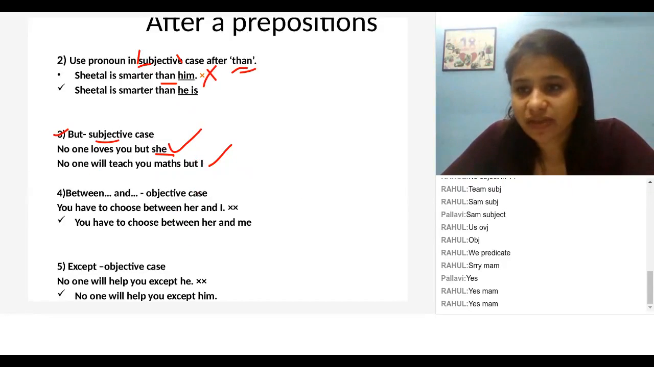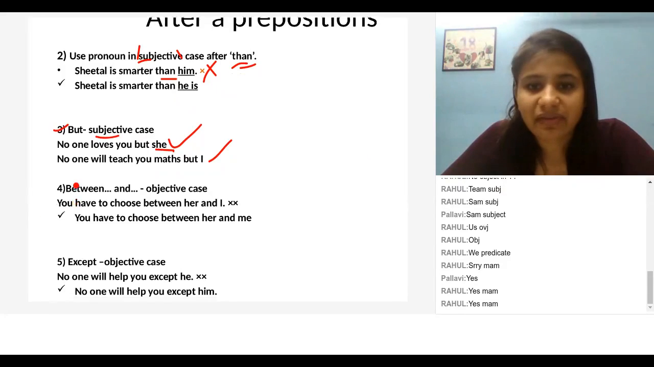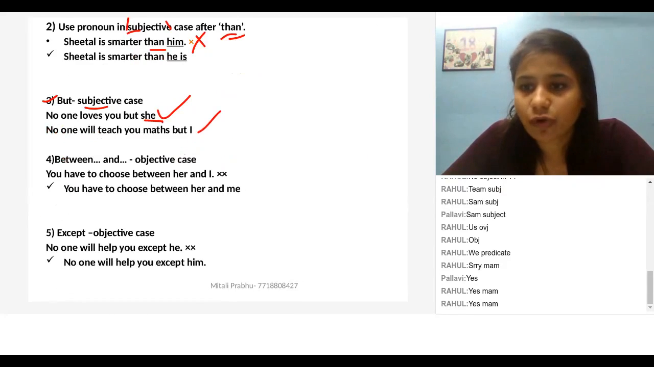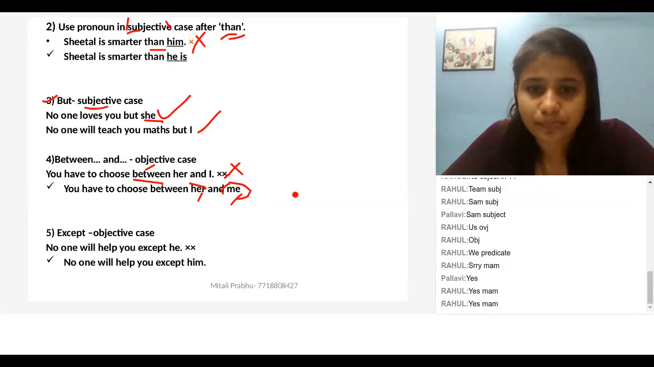Now, when do we have an objective case? We'll have an objective case whenever we have a sentence structure in the form of "between some words and some words". For example, "you have to choose between her and I" will be incorrect. Whenever we have the combination of "between" and "and", we should always have an objective case. Now, what is the objective case? It is "her and me". Me is an objective case, if you remember the table.